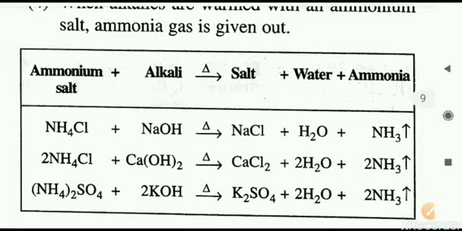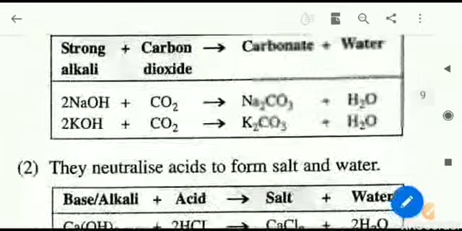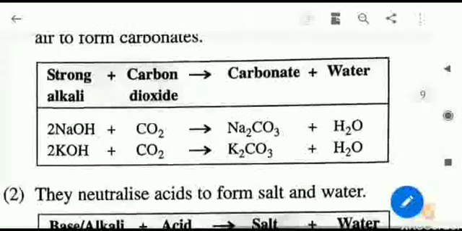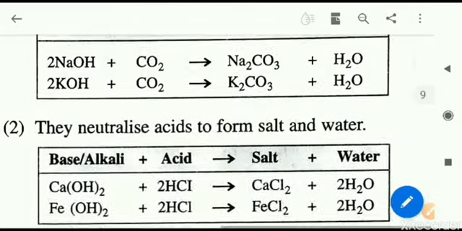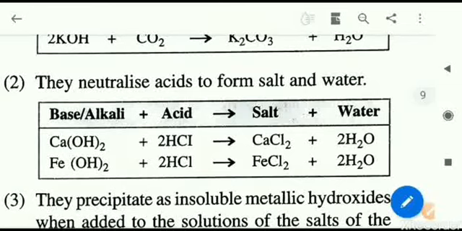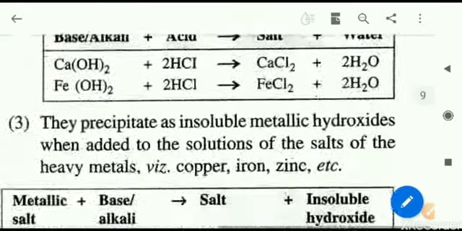That is all the chemical properties we have seen. First one was addition of strong alkali with CO2. This is what is happening. Absorption of carbon dioxide is happening. The strong alkali absorbs the carbon dioxide, and carbonate is formed. Second one is the neutralization reaction. Acid plus base gives salt and water. That we have already done in detail earlier.